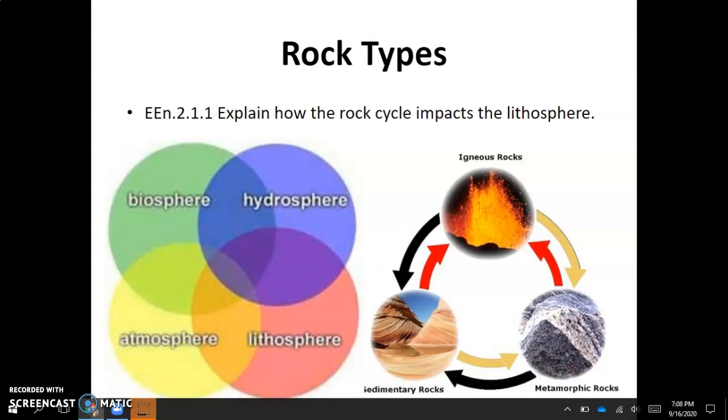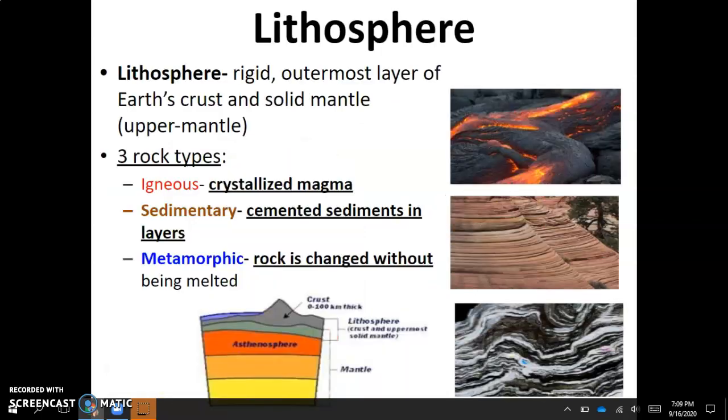So far we've talked about plate tectonics and the way that plates move. We talked about the layers of the earth, but now we're going to start talking about the composition of the rocks on the planet, and we're going to move into talking a little bit more about the lithosphere itself. So today we're going to focus on rock types. As always, you should have downloaded your interactive notebook pages, and we are going to jump right into it.